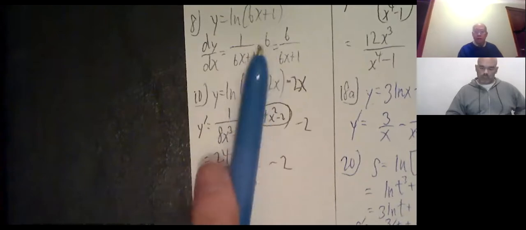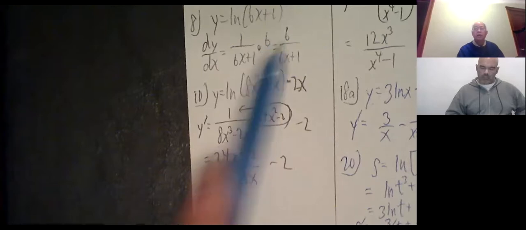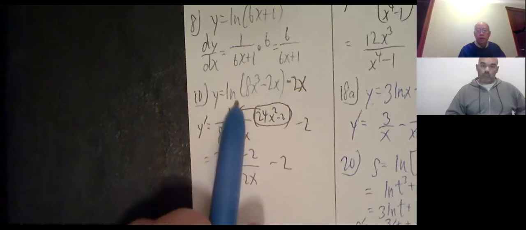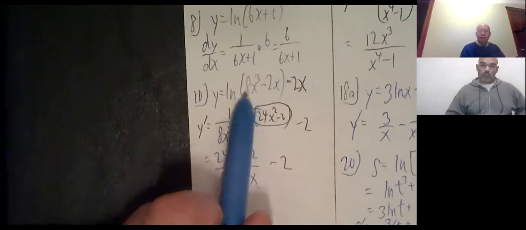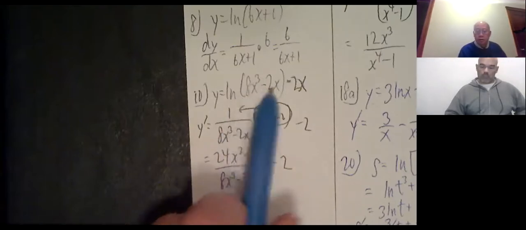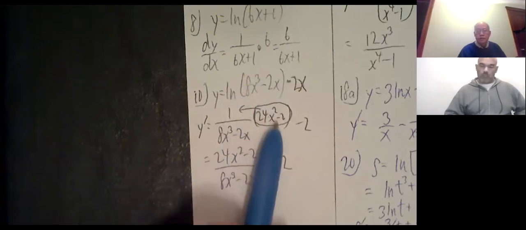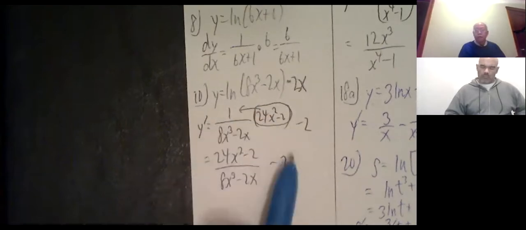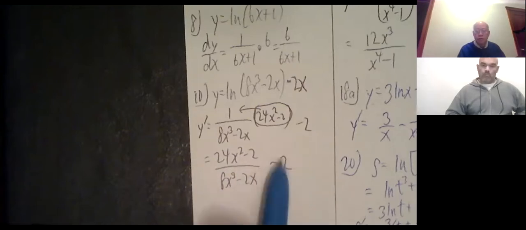The derivative of ln of whatever, you go 1 over that thing times the derivative of that thing. Okay, so 1 over 8x cubed minus 2x times the derivative of 8x cubed minus 2x. So the derivative of this is 3 times 8, 24x squared minus 2. And yeah, this normally happens. Just slide that on top of the 1. That times 1 is just that. So final answer, 24x squared minus 2 over 8x cubed minus 2x, minus 2. And there we go.